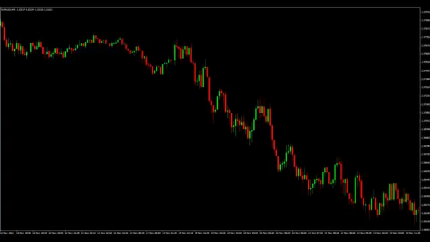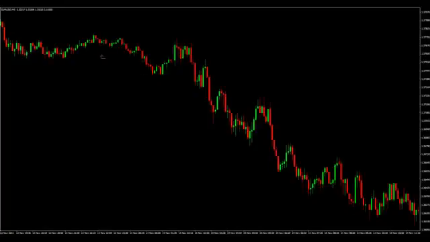So really what it comes down to is two things that I'm especially looking for. The first thing is levels in the market, and the second thing is how price reacts to these levels in the market. So let's go ahead and get started with me showing you a little bit about the levels.